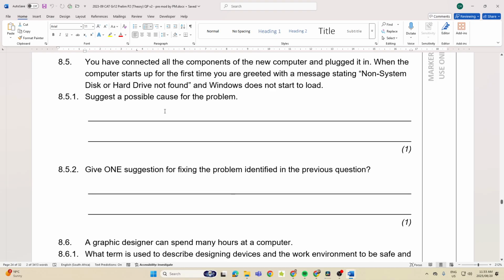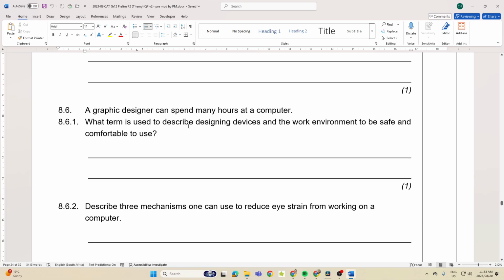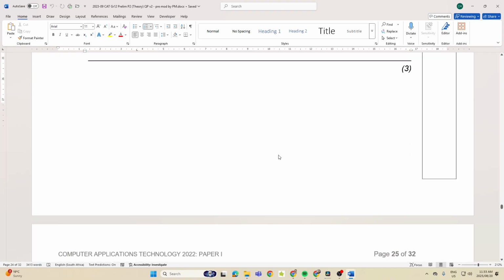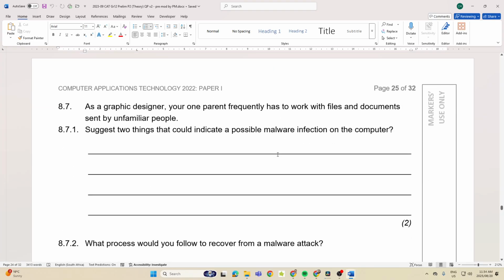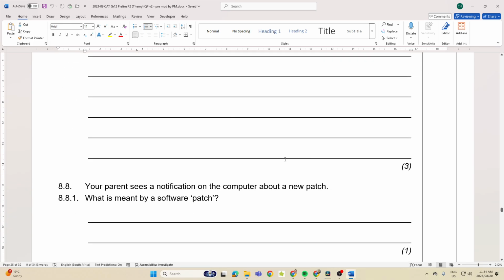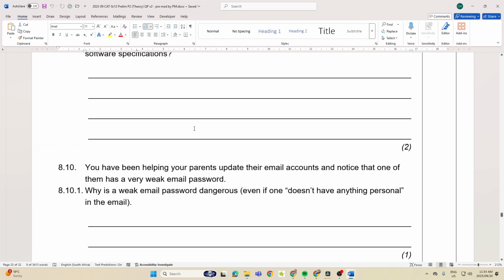So we're starting to get some troubleshooting questions coming up as well. Here's another one, right? More scenarios. Here we're talking about not just RSI or repetitive strain injury, but eye strain as well. Okay. Suggest 2 ways that could indicate that a possible malware infection has taken place in the PC. How would you recover from a malware attack? What is the difference between a patch and, bear in mind as well, your update? Your update and a software patch.